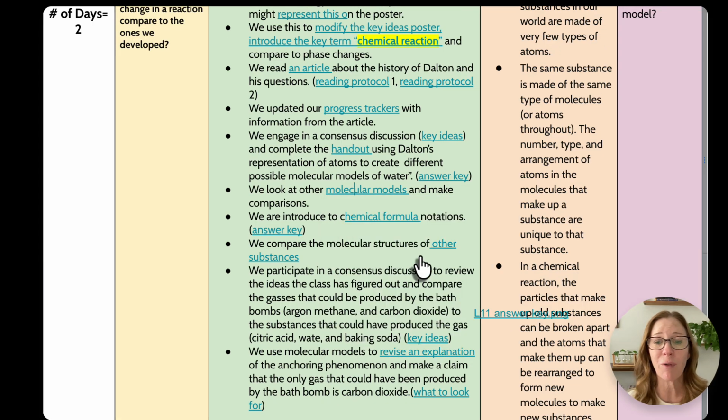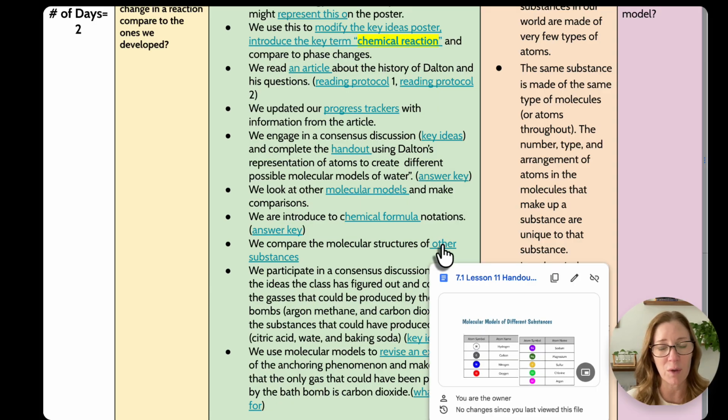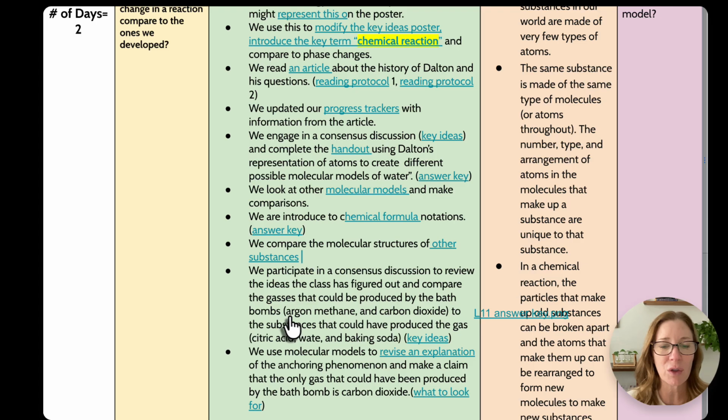So now that we're pretty familiar with how we model atoms and molecules, we're going to participate in a consensus discussion. And really, this is the moment where you're going to look at these different molecules and atoms, and we're going to revisit our ideas that these are the 3 gases that we thought it could be: argon, methane, and carbon dioxide. And we're going to compare them to the substances that could have produced them, which would be citric acid, water, and baking soda.